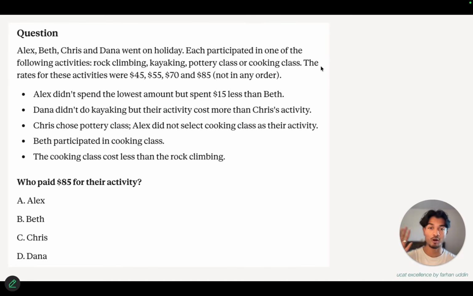Otherwise, let's go through some worked examples, starting off with this one. So feel free to have a go at this, trying to apply the GRIT method. Pause the video now and have a go.